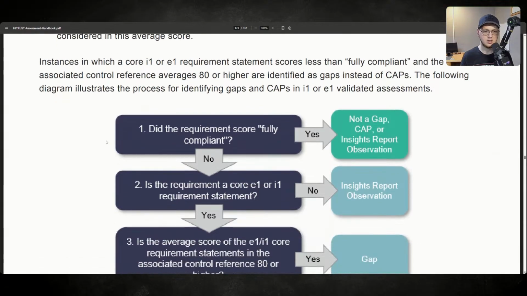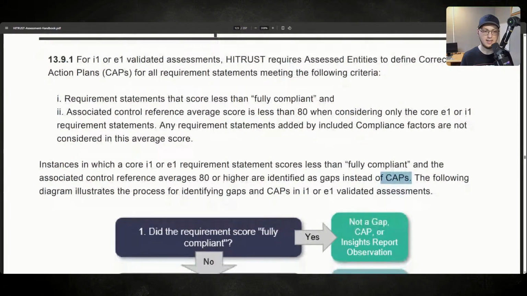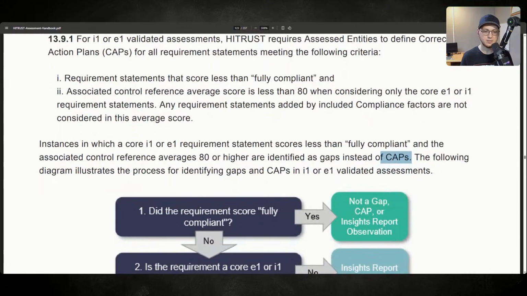So instances in which a core I1 or E1 requirement statement scores less than fully compliant and the associated control reference averages 80 or higher are identified as gaps instead of CAPs. All right, so now they're actually defining the difference between a gap and a CAP, so corrective action plans. Corrective action plans are going to be below 80, so less than 80 when considering only the core, and then the gaps are going to be above 80 averages.